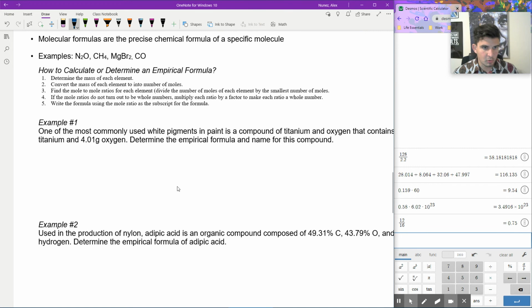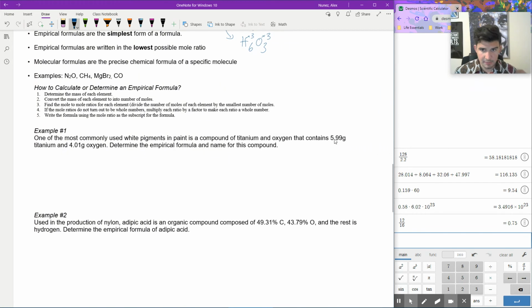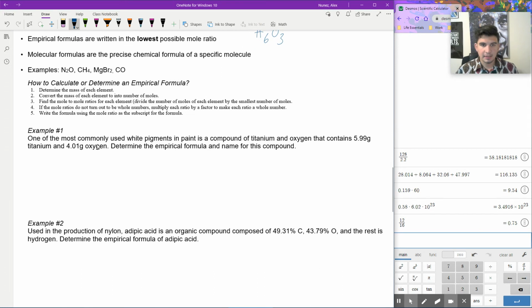Determining them is a little bit more challenging. Sometimes you'll start with grams and you'll need to go to the empirical formula. Sometimes you'll need to go from percents to determine the empirical formula. I'm just going to show one example here, and then I encourage you to look back at your notes for the rest. To find the empirical formula, we need to determine the mass of each element. We need to convert the mass into moles, and then we need to find the mole ratios. So let's do that now.